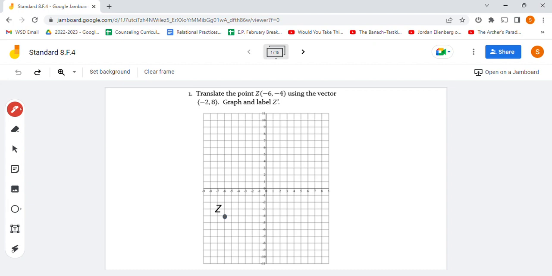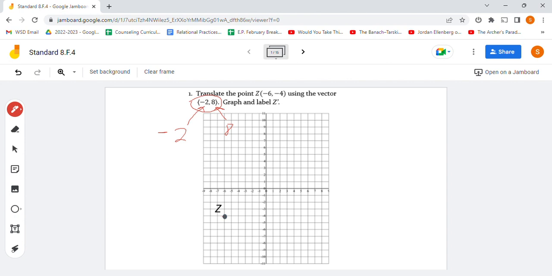For this test, we're going to be doing some transformations, including translations, reflections, and rotations. For the first question, we have to translate using that vector right there. Now, with a vector, this gives us our x direction, and this gives us our y direction. So this tells us to go 2 spaces in the negative x direction. So we're going to go 2 to the left, and that 8 tells us we're going to go 8 spaces in the y direction, so we're going to go 8 up.